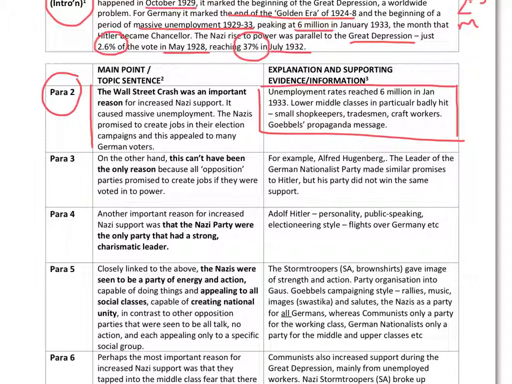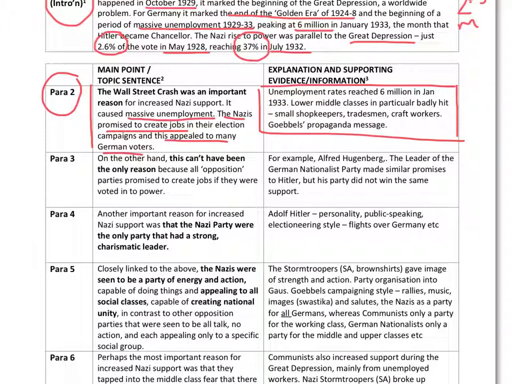So let's look at that topic sentence. Okay, so what you're saying here is the Wall Street crash was an important reason. You're agreeing with the point that's made in the question. You're saying, yes, the Wall Street crash was an important reason. Why? Because it caused massive unemployment and because the Nazis in their election campaigns promised to create jobs. That, therefore, made them popular with the German voters.